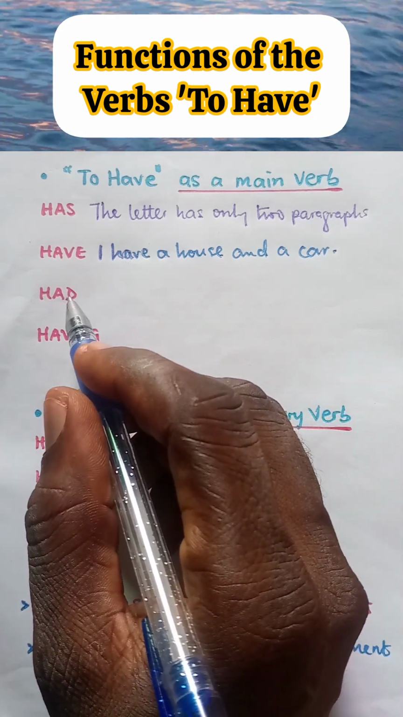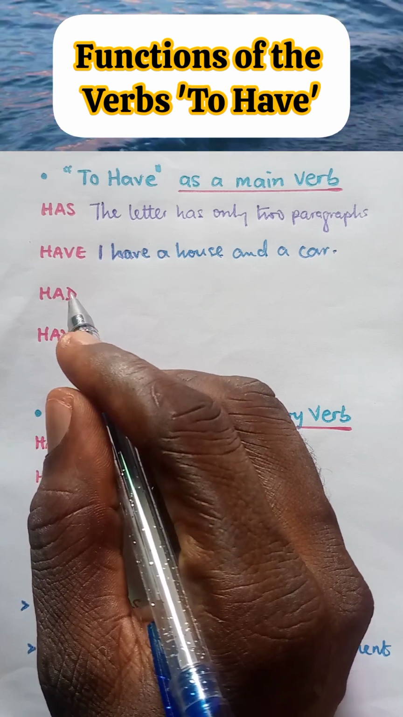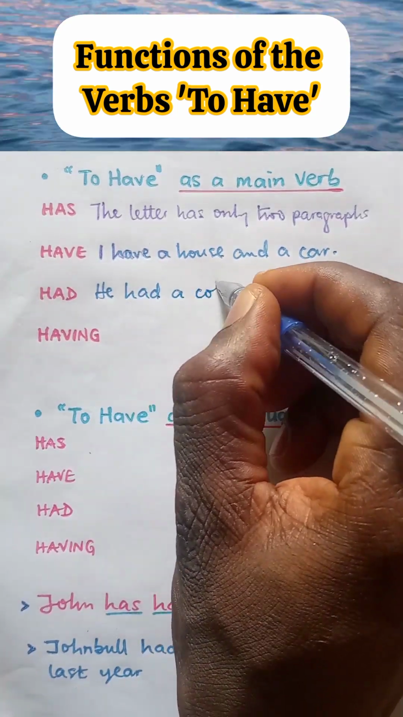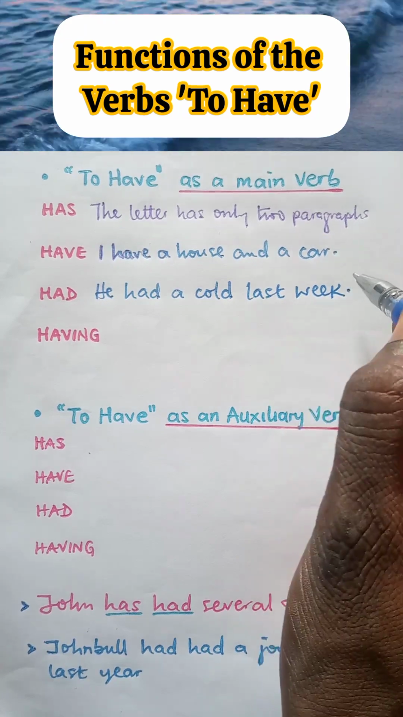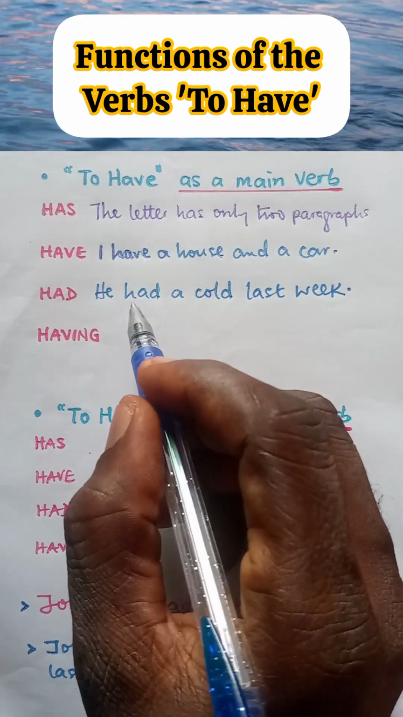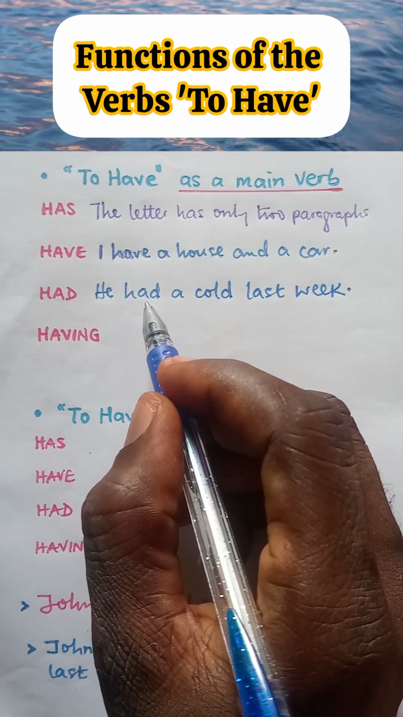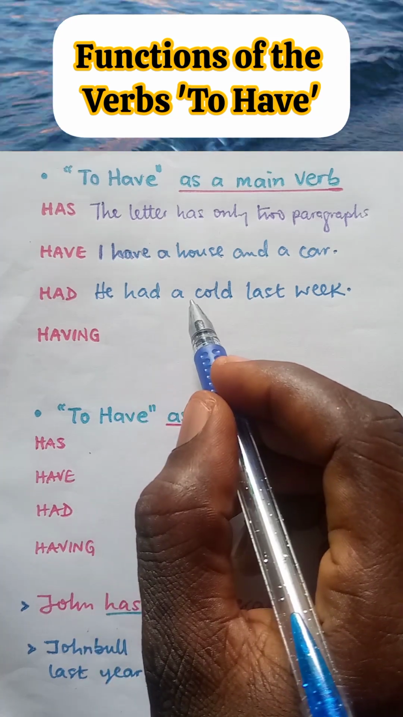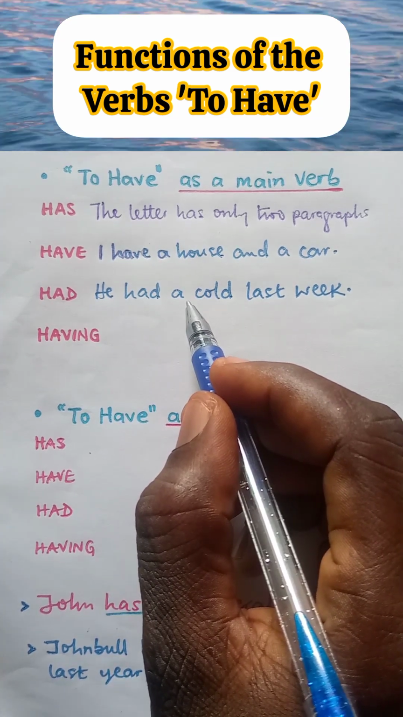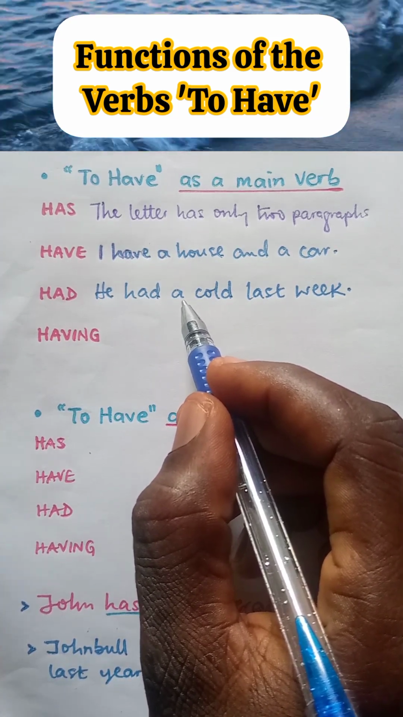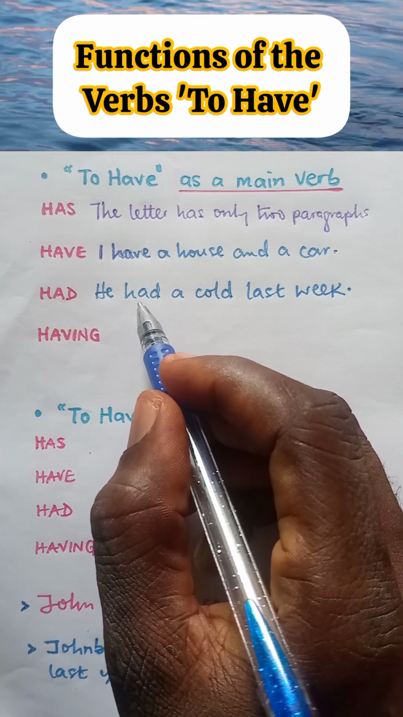Next, had as a main verb. Here is the sentence. He had a cold last week. Here, had is the only verb. Even though it is an auxiliary verb, in this sentence, it is functioning as the main verb. It is not assisting any other verb.